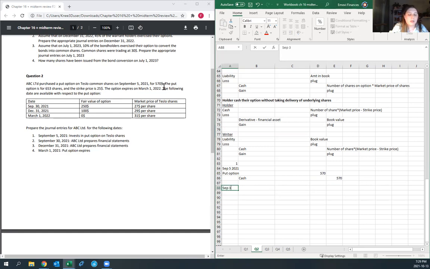On September 30th, 2021, we're going to look at the fair value of the option on that date. It was $250. You have $570 in your books. So you want to reduce the amount that you have in your books so that it equals $250. So it's going to be a loss, and you're going to credit your asset to reduce it. Your loss is the amount that you have in your books right now, which is $570, minus the fair value of the option, $250, because you want to reduce it to that. So your loss is $320.